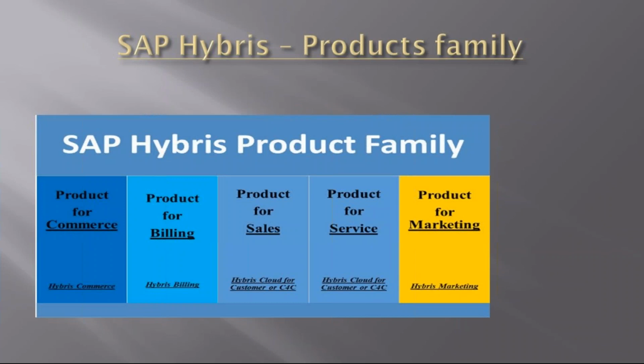We can see there are four products available from the SAP Hybris company. The products are Hybris Commerce, Hybris Billing, Hybris Marketing, and Hybris C4C. C4C has two subcomponents or sub-applications, called Hybris Sales and Hybris Service. But Hybris Sales and Service are standalone applications.